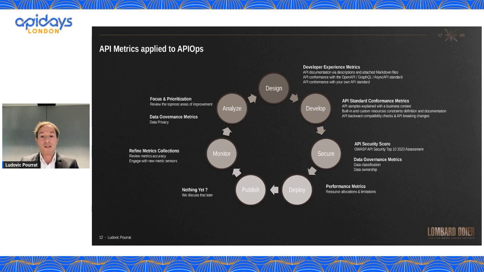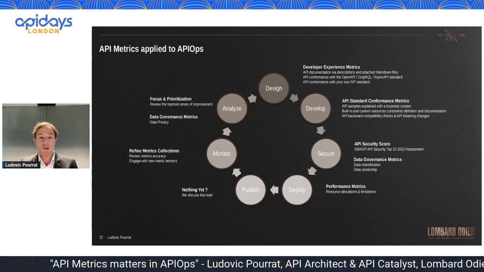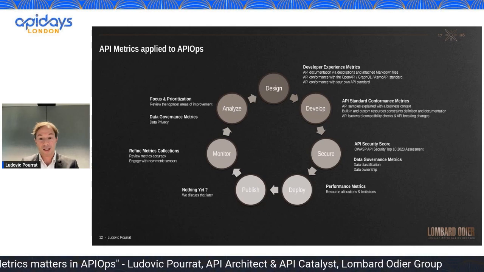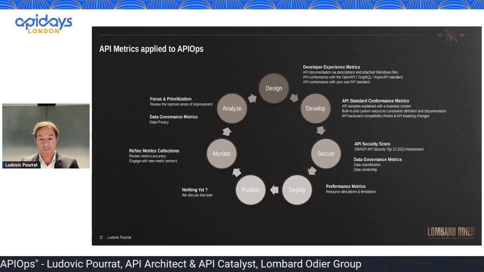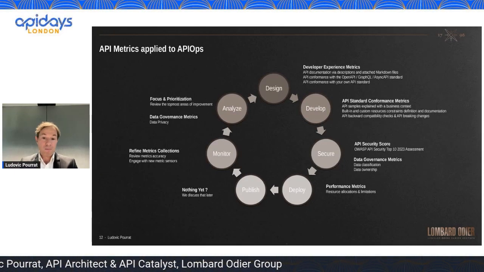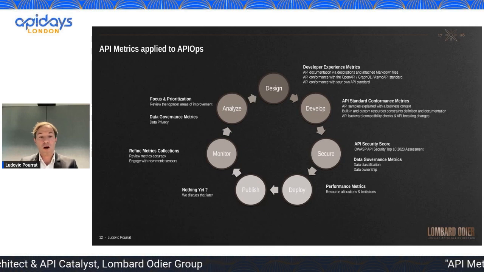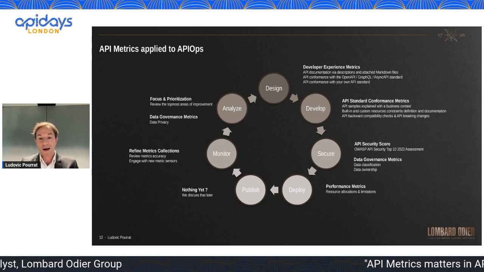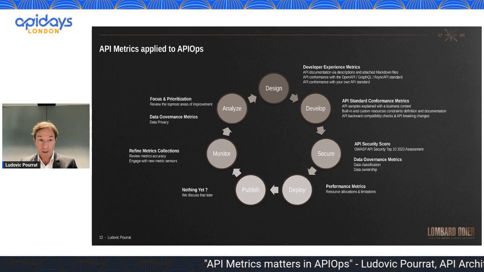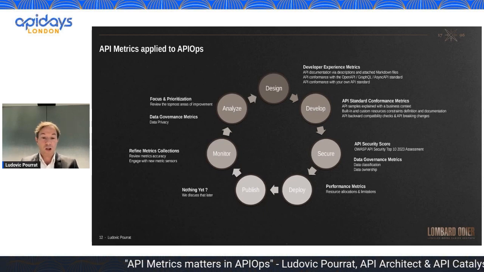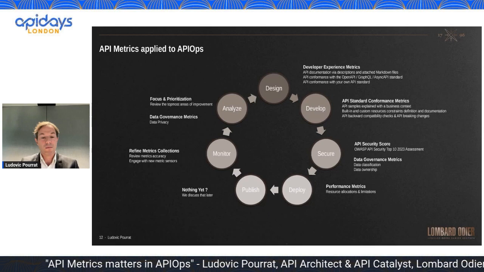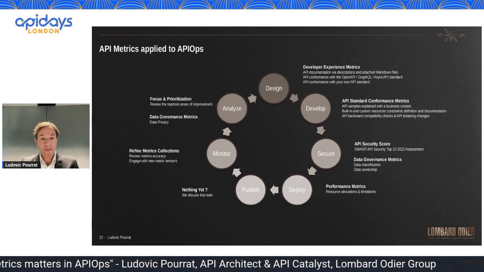On the security side, the OWASP assessment is pretty key, but also to review the data governance metrics, meaning maybe to say that those APIs must not expose that kind of data in that particular zone. At deployment, you will need to figure out your performance metrics in order to plan the resource utilization and then to do some capacity management. On the publication, nothing to do yet. Maybe we'll cover that later on.